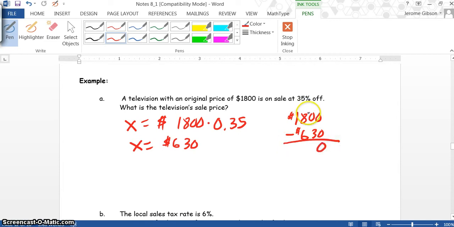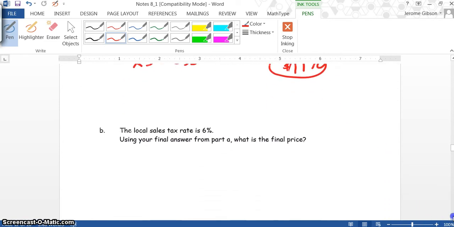We have 0. We have to borrow 1 from this 8, make it a 7. 0 becomes a 10. 10 minus 3 is 7. 7 minus 6 is 1. Bring down our 1. So it'll be $1,170 will be the sales price.